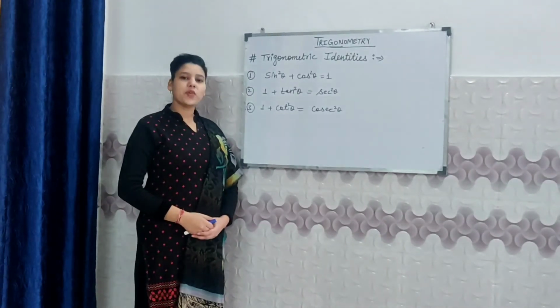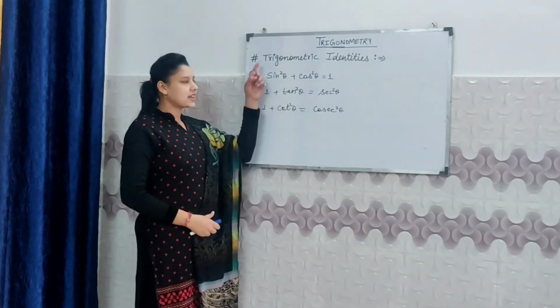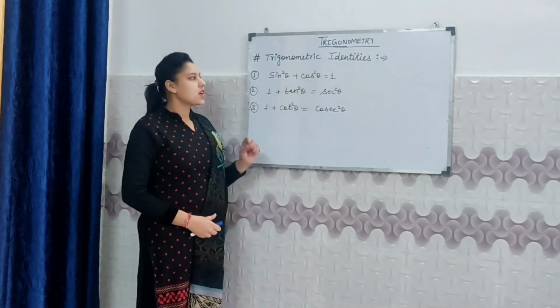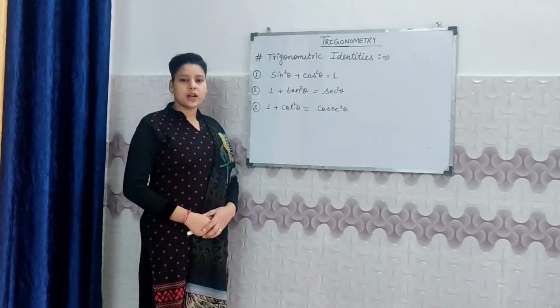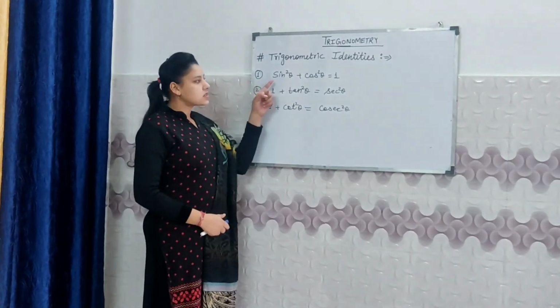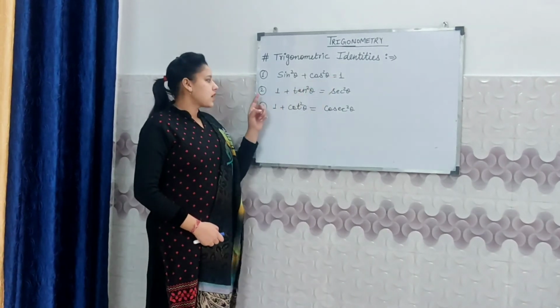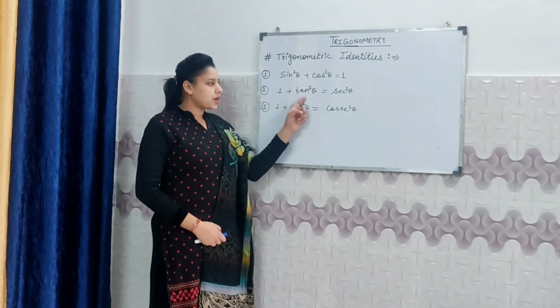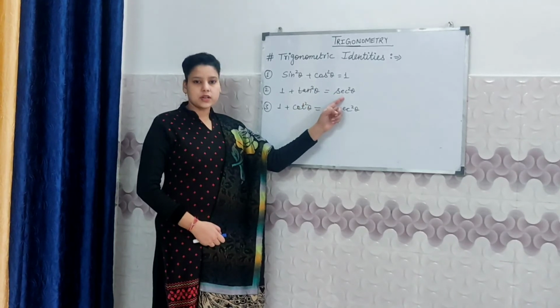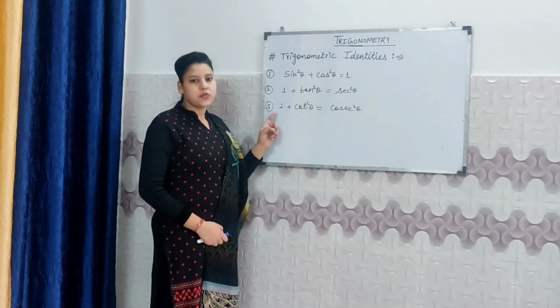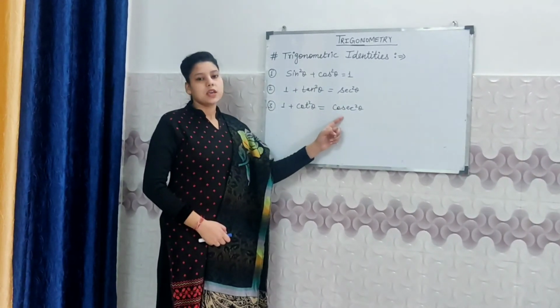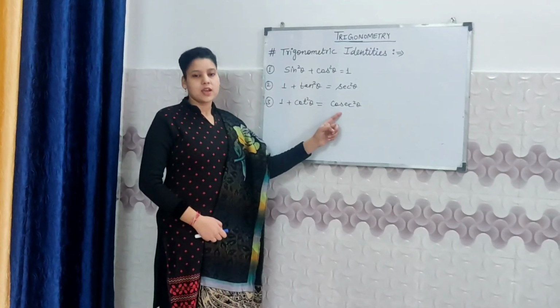Now we are moving on to our next topic, that is trigonometric identities. We have 3 trigonometric identities. Number 1, sin square theta plus cos square theta equals 1. Number 2, 1 plus tan square theta equals sec square theta. And the last one is 1 plus cot square theta equals cosec square theta.